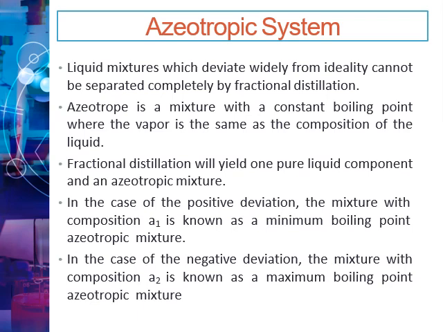Okay, azeotropic mixture, this is the explanation. Alright, the liquid mixture that deviate widely from ideality cannot be separated completely by fractional distillation. That's why azeotropic mixture is a mixture with constant boiling point where the vapor has the same composition as the liquid. That's why it has the point where it's like that. Okay, point there is constant here. Okay, alright, so fractional distillation yields one liquid component and azeotropic mixture. Okay, alright, that's fine, you can read that.